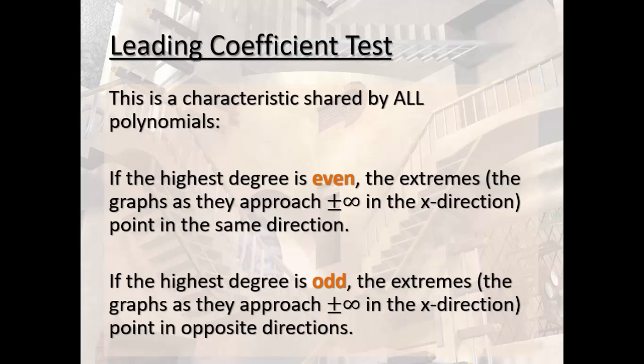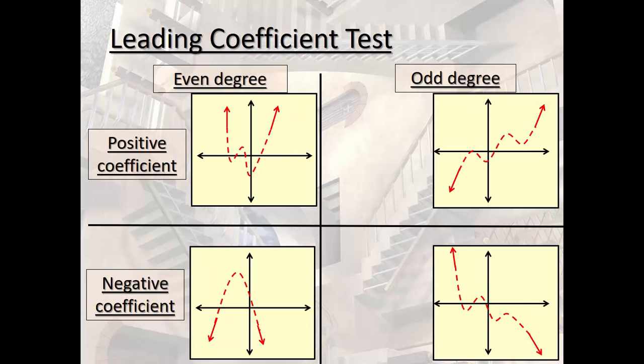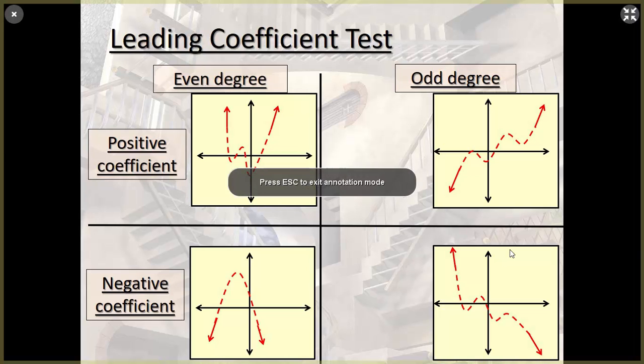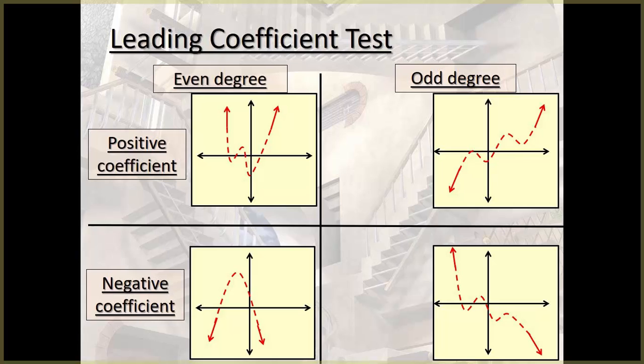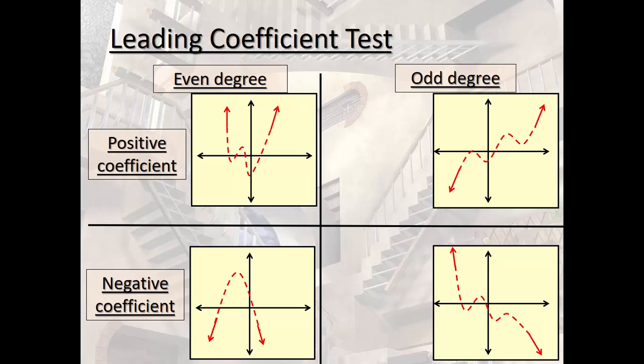All right, let's take it a little bit further. This is a good indication or a good snapshot of what the leading coefficient tells us. All right, even degree, like x to the fourth, odd degree, like x to the fifth. If the coefficient is positive, they're both going up. Okay, let's take them one at a time.